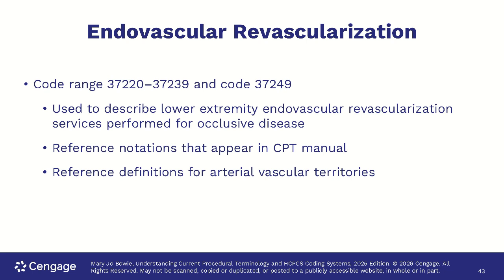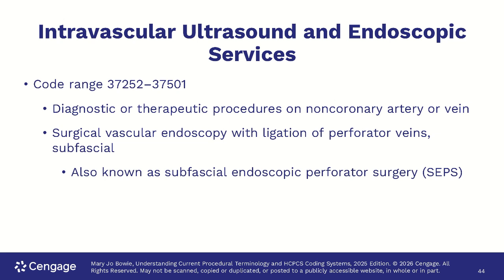Endovascular revascularization. These are procedures that are performed on the lower extremities because the patient has some type of occlusive disease. Over here, there are paragraphs that come before these codes to tell you that there's a whole bunch of stuff that is included in these codes. These codes are divided into 3 arterial vascular territories, and you'll see that reference in the CPT manual.